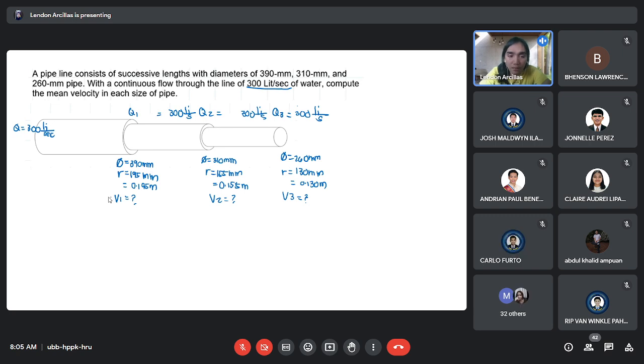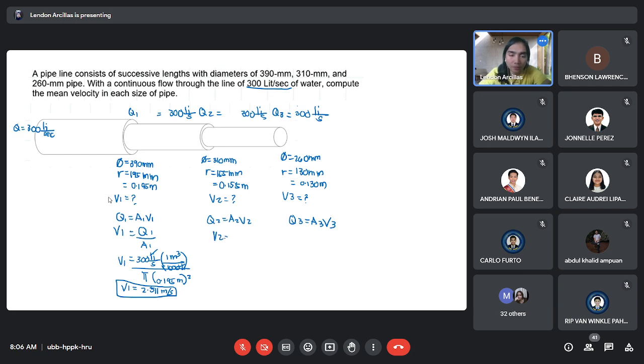So we do have a formula. Volume flow rate equals area times velocity, right? So ganun lang din. Velocity 1 is equal to the discharge over the area 1. Discharge is always the same, 300 liters per second. Convert lang natin yung liters to cubic meter to cancel the units. Area 1 here is pi, r is 0.195 squared. Velocity 1 is 2.511 meters per second.